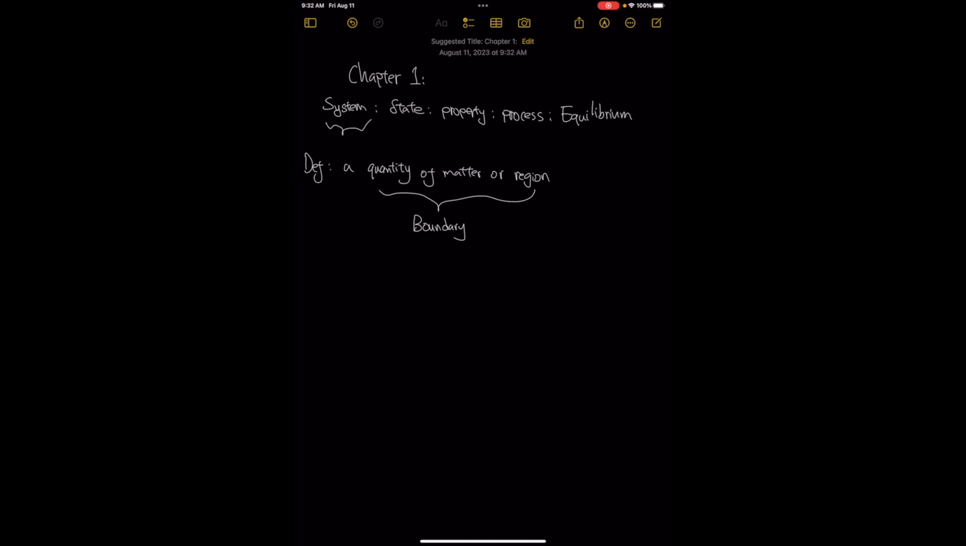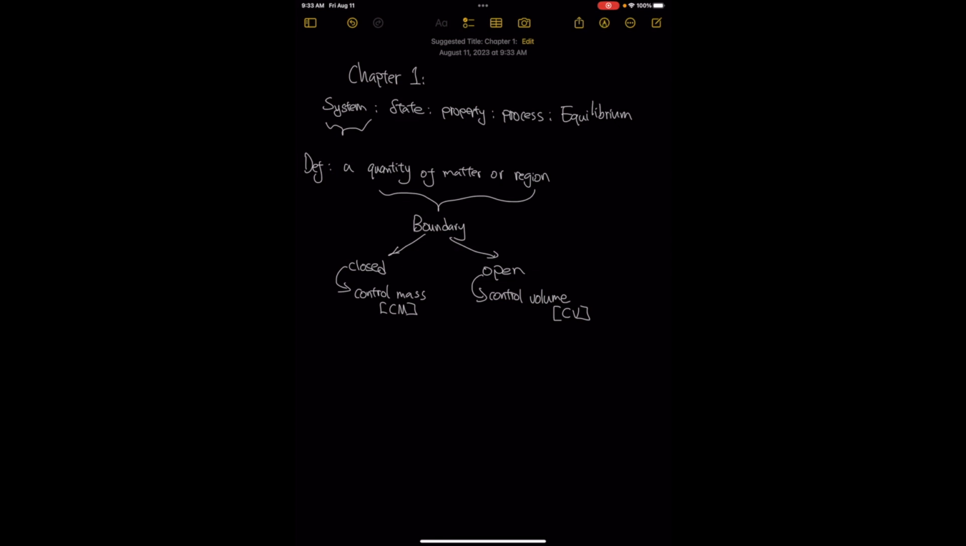So typically for boundary, we have two types of boundaries. One is called closed boundary. Another one is open boundary. So what are the differences? For closed boundary, there's a nickname for it. It's called control mass. And the open boundary, we typically call it control volume. Control mass, sometimes we denote as CM. Control volume, we denote as CV.